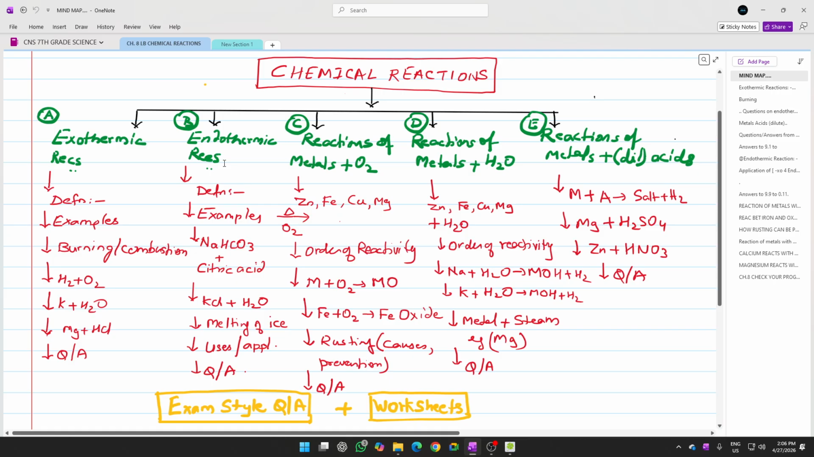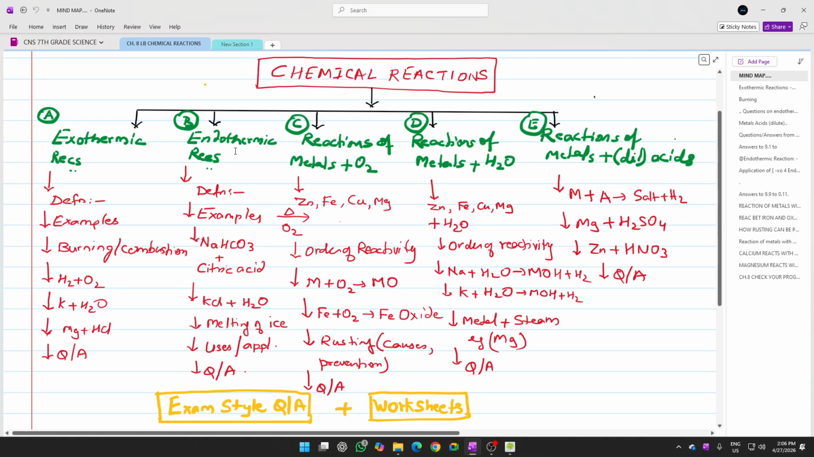We are going to study what is the definition of it. We are going to study what are the different examples of endothermic reactions. Then we are going to study this particular example in detail, that is NaHCO3, sodium hydrogen carbonate. It is also called sodium bicarbonate. When this sodium hydrogen carbonate reacts with citric acid, it is going to be an endothermic reaction.